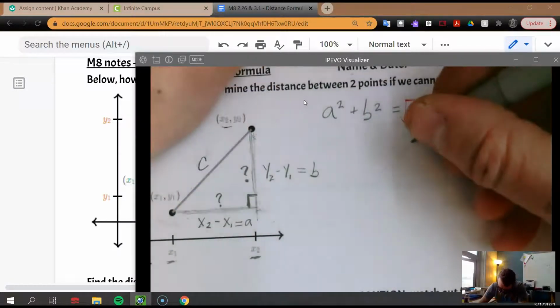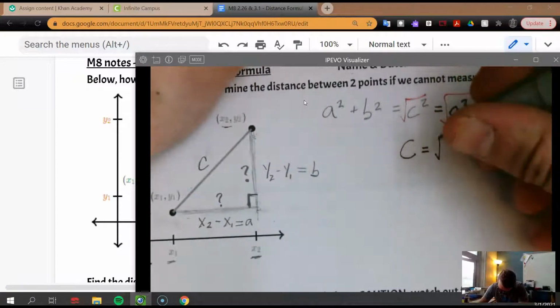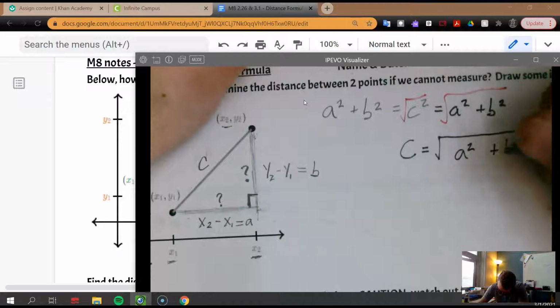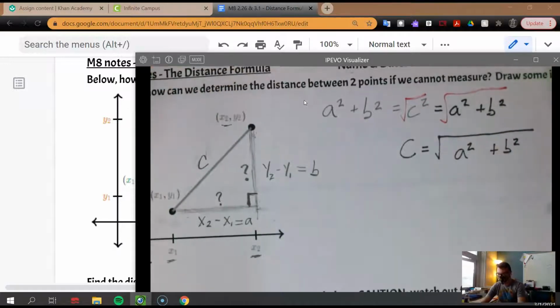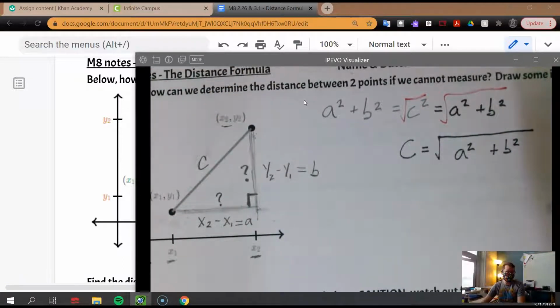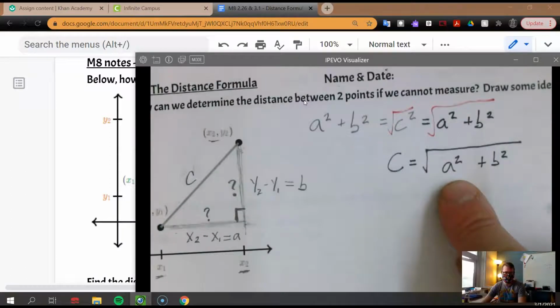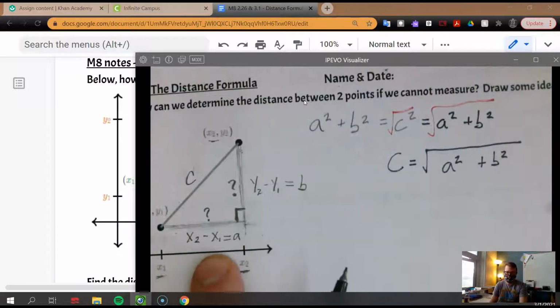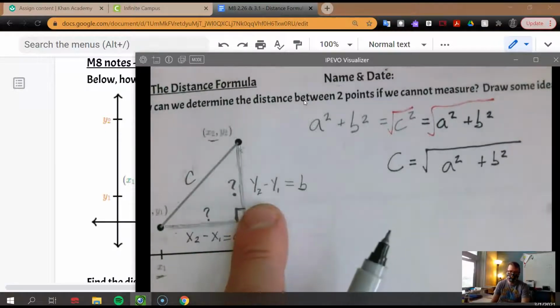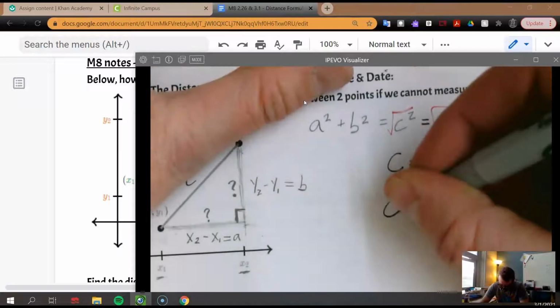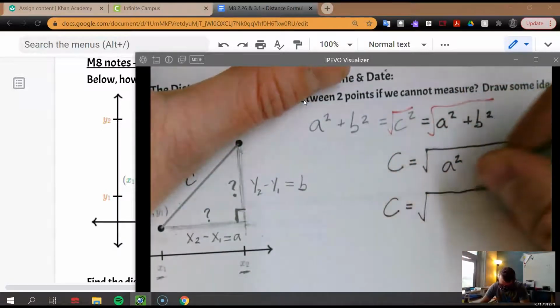So c, our distance, is actually the square root of a squared plus b squared. But we don't actually know what a is and what b is. What did we say a actually is? It's x2 minus x1, or y2 minus y1. It doesn't matter which one we plug in for a. It's one of them, and b is the other one.